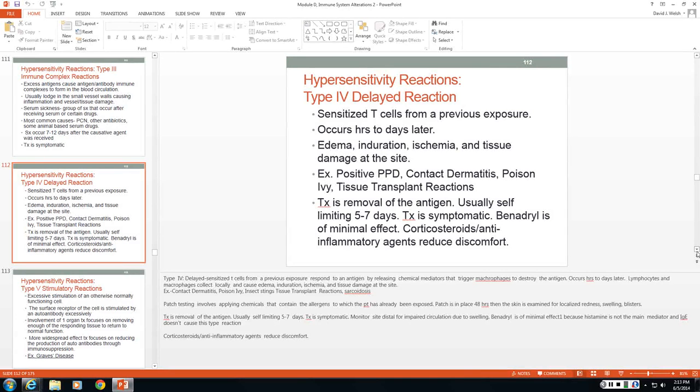Treatment is removal of the antigen. Usually self-limiting, it's 5 to 7 days. Treatment is symptomatic. You're going to monitor the site distal for impaired circulation due to swelling. Benadryl is usually not used because of its minimal effect, because histamine is not the main mediator and IgE doesn't cause this type of reaction. So corticosteroids, anti-inflammatory agents can reduce the discomfort.